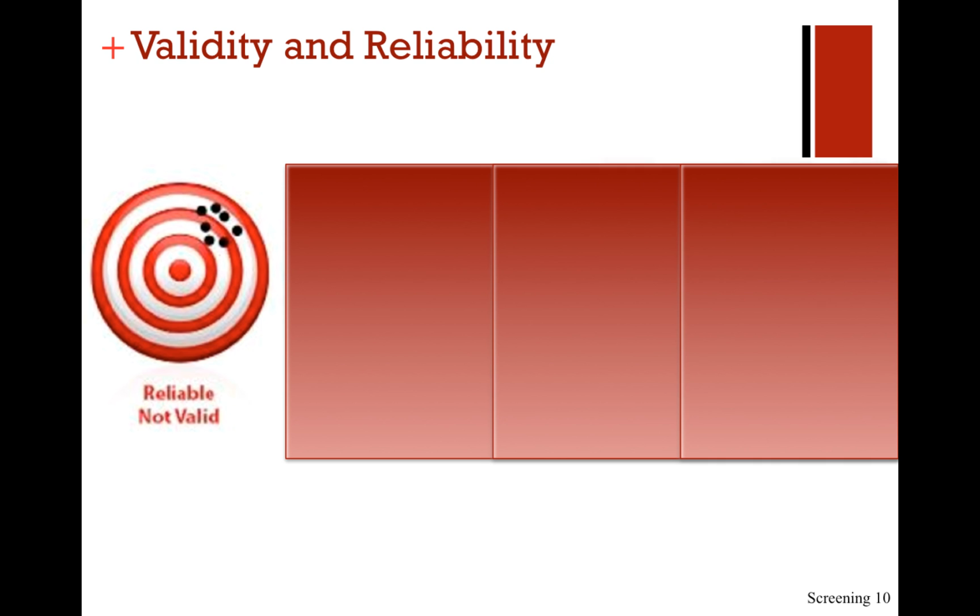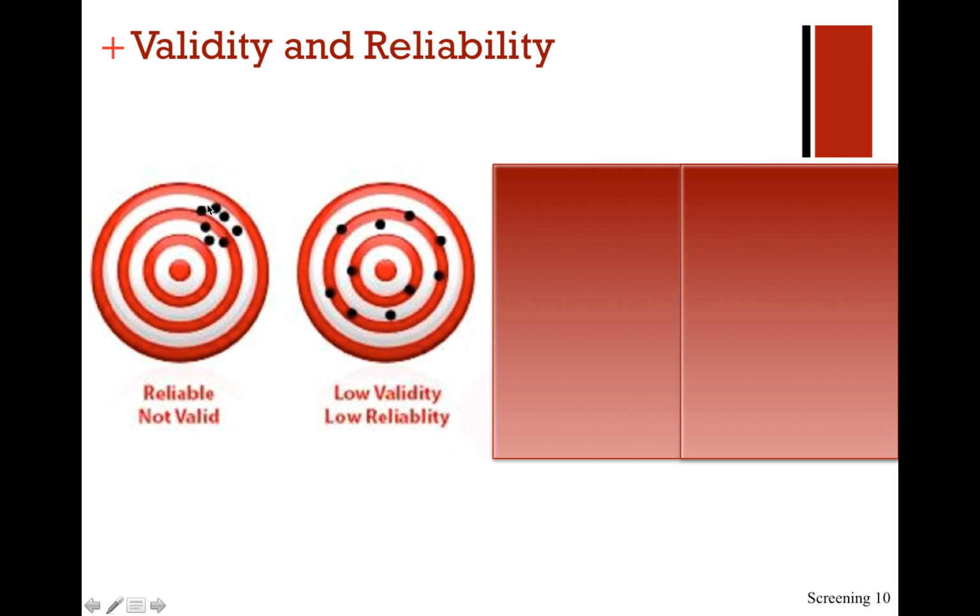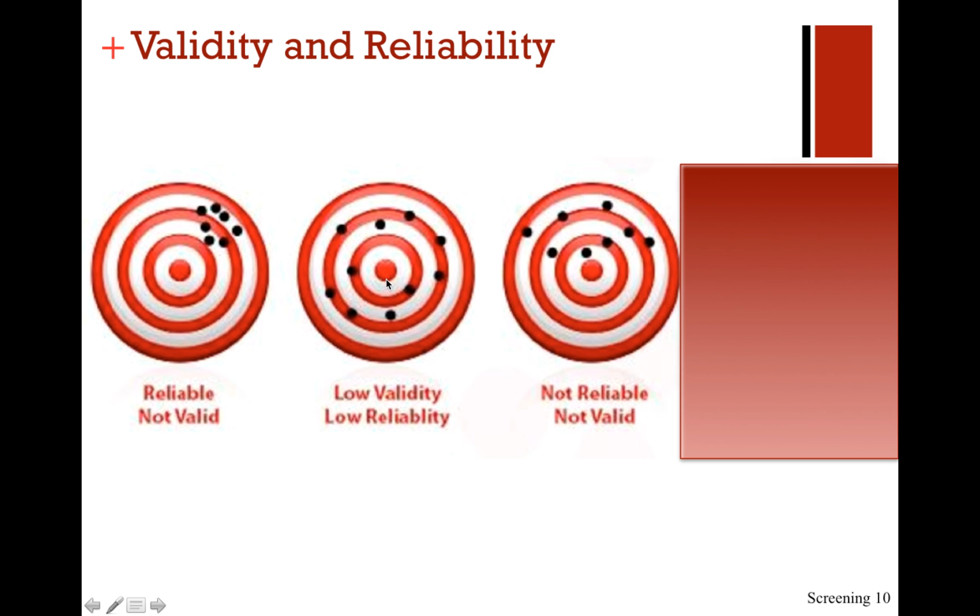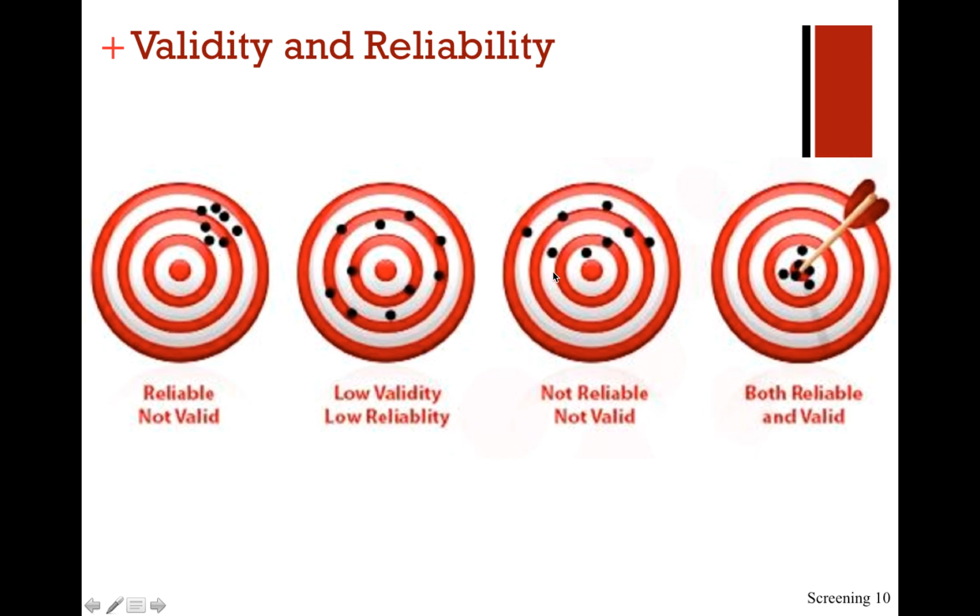Just a visual example, this test is reliable but not valid. So again, it's hitting the same point roughly over and over and over again, but it's not where you want to hit. That's not the target. This has both low reliability and low validity, so you're not hitting the bullseye and you're not hitting any one point consistently. This is not at all valid or reliable, so it's sort of going everywhere. And this is both valid and reliable. That's our goal.